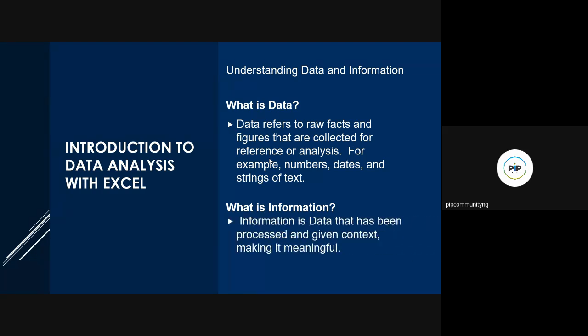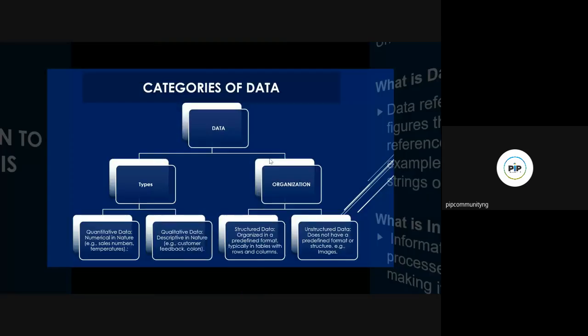So you're very correct. Information is data that has been processed and given context, making it meaningful. So data is raw fact. It can just be numbers, a lot of numbers. Somebody can just have numbers such as 24, 30, but they're just numbers. You don't really know what they are. You don't really know what they mean. So when you process those numbers, they become information. So they become meaningful.